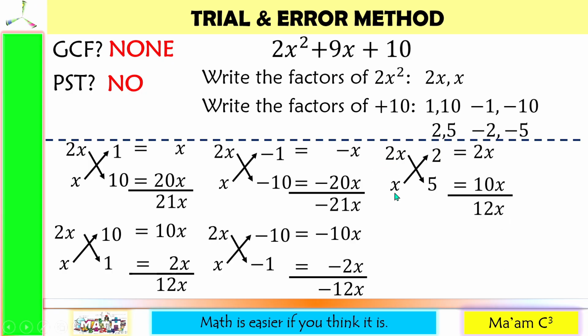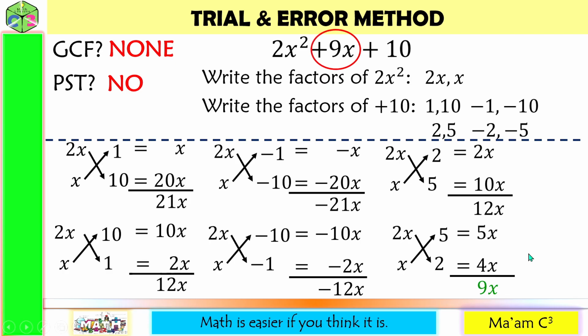Once again, I'll write 2x and x. I'll interchange these two, so 5 on top, 2 at the bottom. Cross multiply, x times 5 is 5x. 2x times 2 is 4x. I'll add this to 9x. And this is equal to my middle term. So that's it. I'm done looking for my factors.